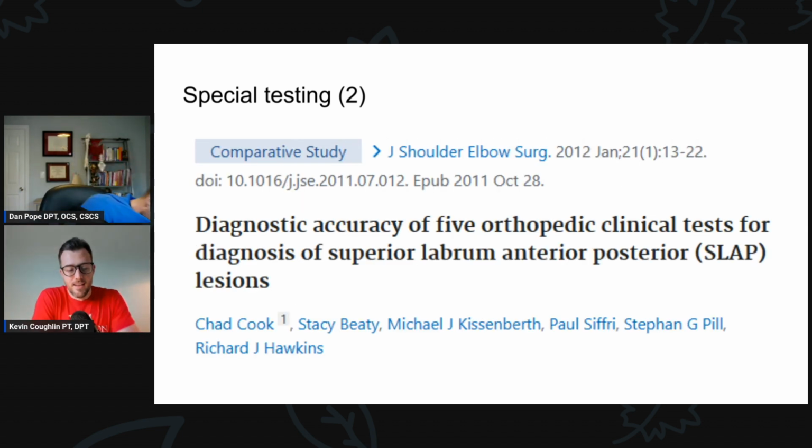All right. So this is the study that I was just referencing that we're going to dive into a little bit. It appeared in the Journal of Shoulder and Elbow Surgery in 2012, and it's the diagnostic accuracy of 5 orthopedic clinical tests for the diagnosis of SLAP lesions. The lead author on this was Chad Cook.